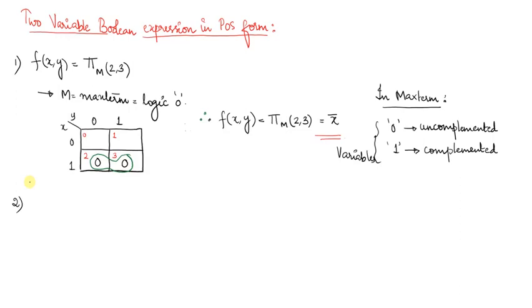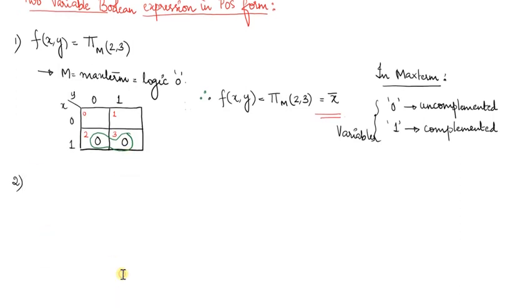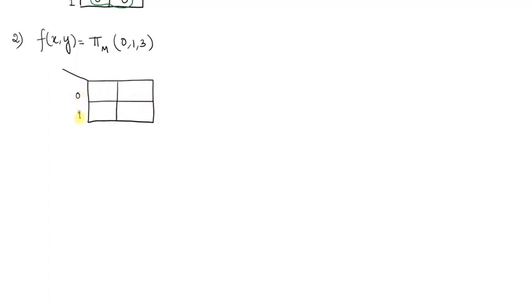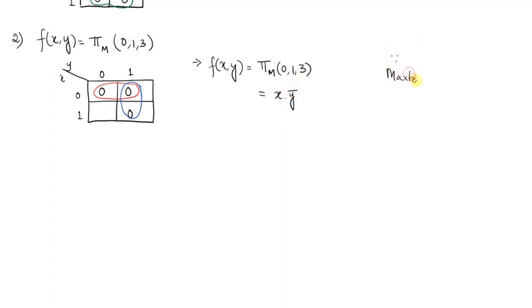So coming to the second numerical, f of x comma y equal to pi of m 0, 1, 3. So group them. So you can see that x is common and y bar is common. So the end result will be x into y bar. You should remember here that max terms are always represented in terms of product form. So that is why it will be x into y bar.